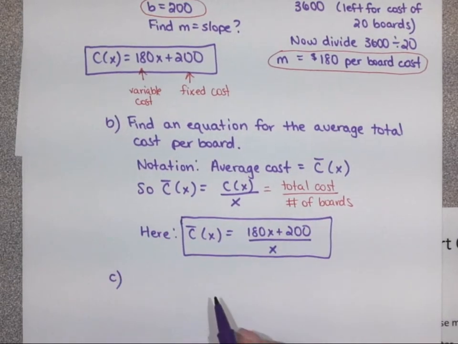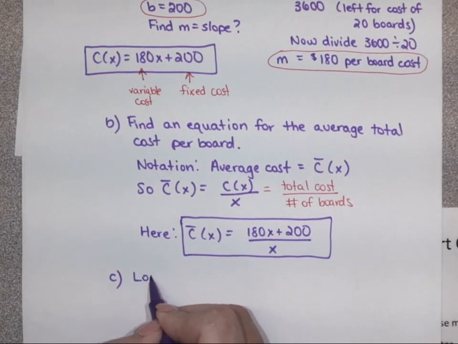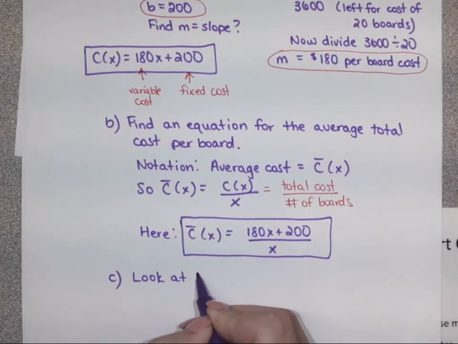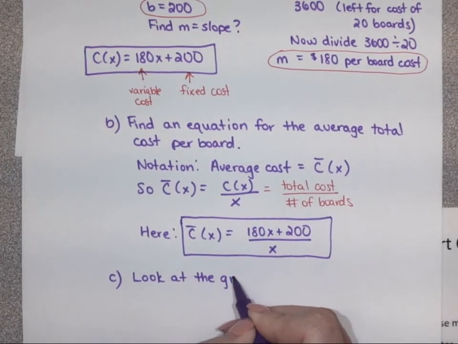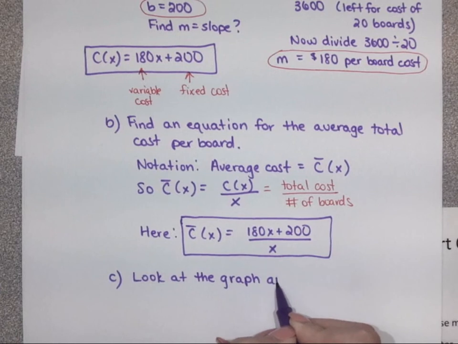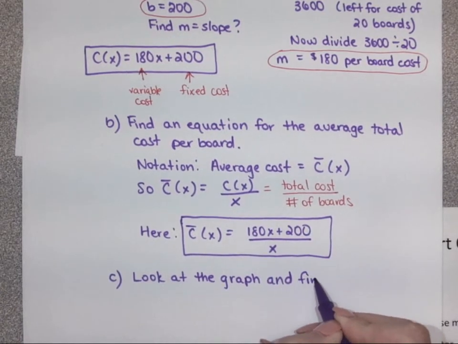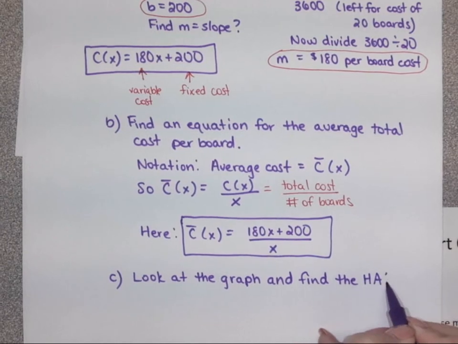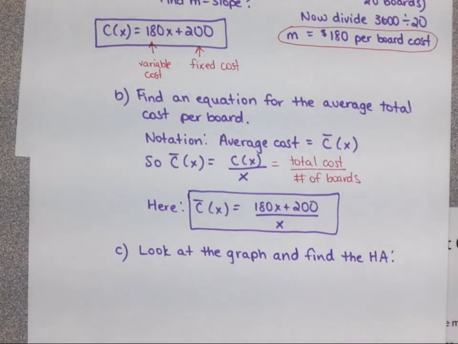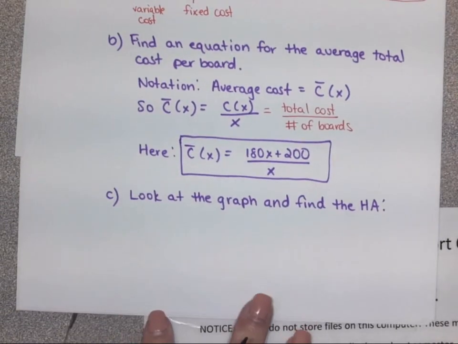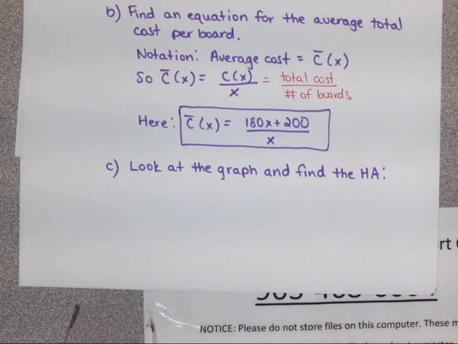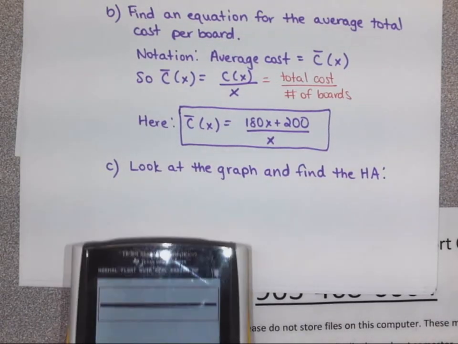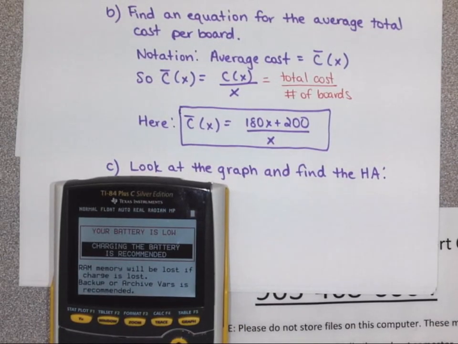Okay, so for this one, let's look at the graph, and we're going to find the horizontal asymptote. So I'm going to show what the calculator can kind of help us with, and then maybe what it can't help us with.